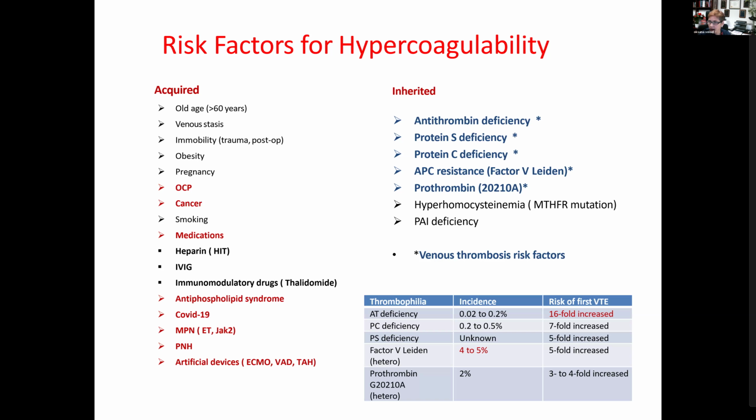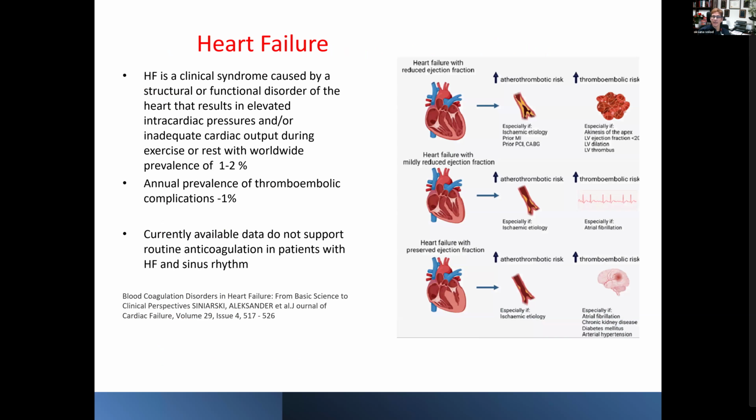As you can see, the list is very long. I'm not going to be able to touch on this long list, but I will discuss a few issues related to our current discussion. But again, I just wanted to point out that acquired risk factors play a major role in the hypercoagulability that we see with various states and diseases. And heart failure is a clinical syndrome caused by structural or functional disorder of the heart. And as you can see, the annual prevalence of thromboembolic complications by the recent literature is up to 1% during heart failure.